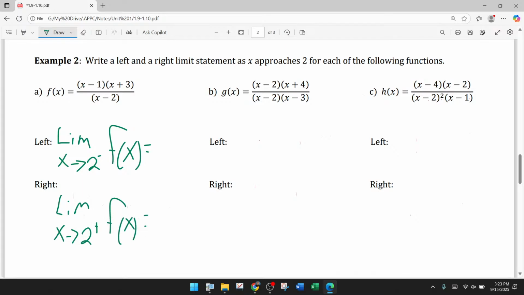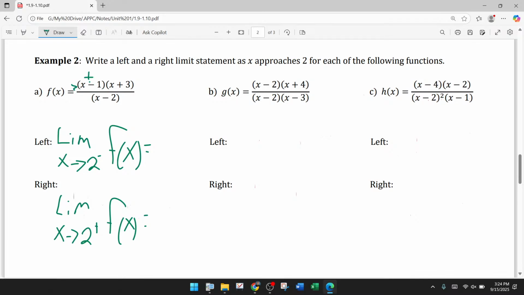Guys, what I'm going to do, I think the best way to do this is plug in a number just before 2 and just after 2. And I don't mean an integer. I mean like 1.99. I know this is maybe confusion to you, but just bear with me. Plug in 1.99.